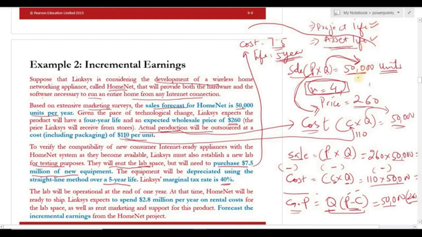It means the project will be producing 50,000 units for 4 years, right? But after 4 years it is not going to produce anything, but the asset will still remain. So asset life is still there for 1 more year, right? So depreciation will still occur in year 5.